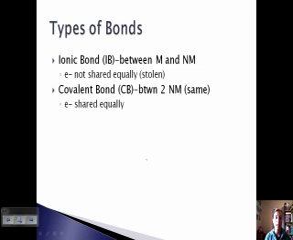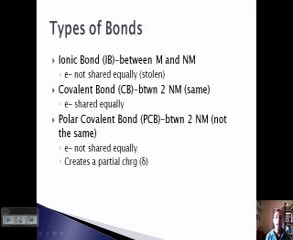The second type of bond is a covalent bond. We're going to abbreviate this with a CB. This is between two nonmetals that are exactly the same identity. So between 2 oxygens, between 2 carbons, any 2 nonmetals that are exactly the same. So in this bond, electrons are shared completely equally because the atoms involved in the bond are the same.